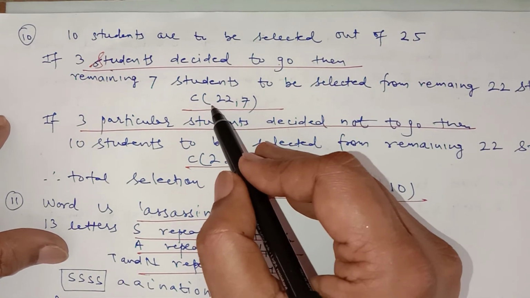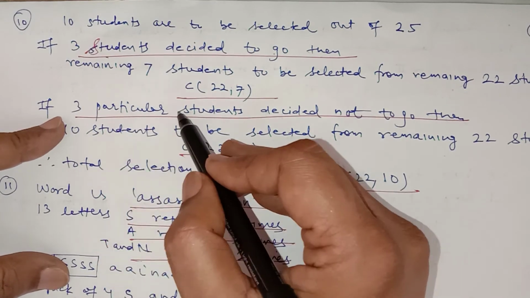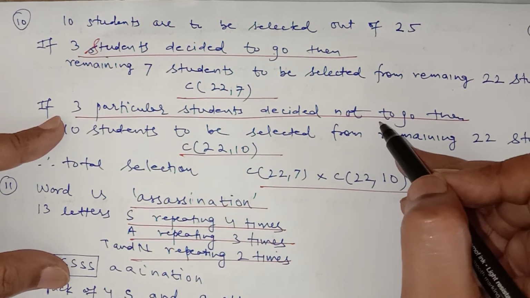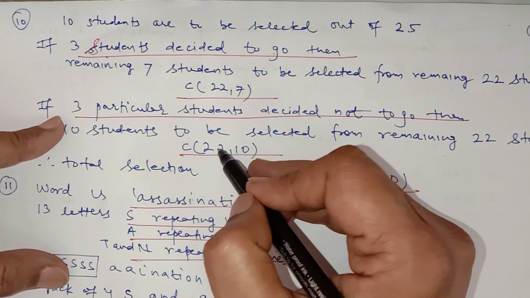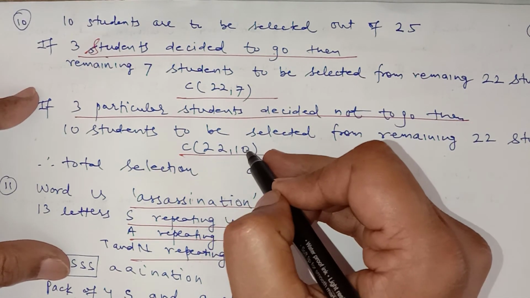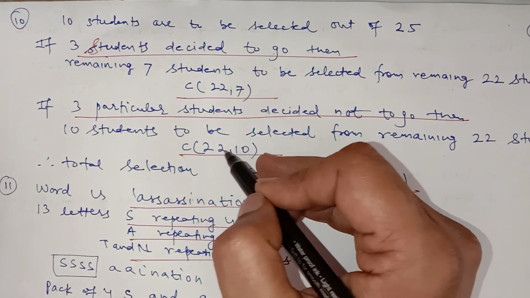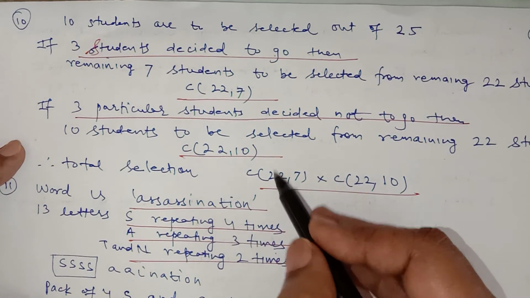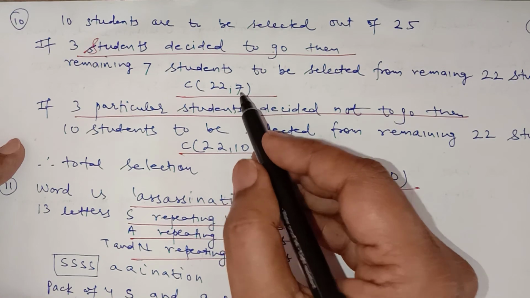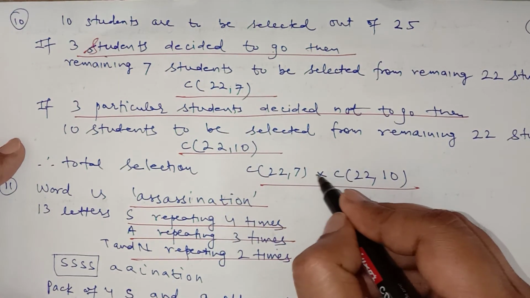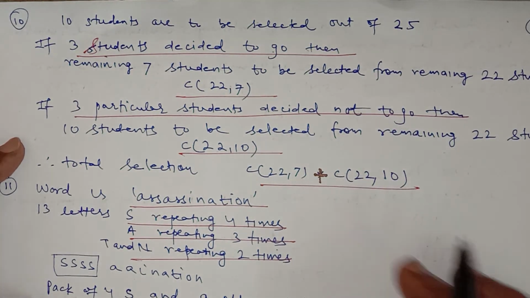So the first case is you can make the selection in combination of 22 and 7. In the second case, if the 3 particular students decided that they will not go, it means you have to select 10 from the remaining 22, because out of 25, 3 are not going. So the total number of ways is combination of 22, 7, plus combination of 22 and 10. The plus sign will be there for different cases.